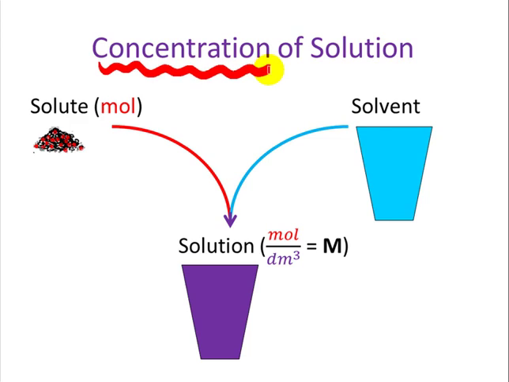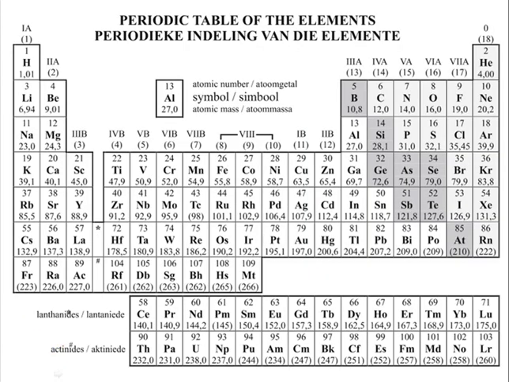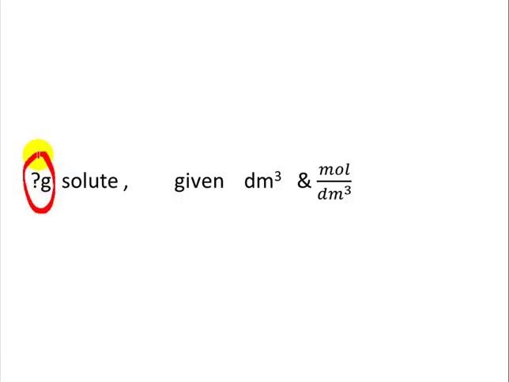Concentration of a solution is usually given in the format mole solute per volume in decimeter cubed of solution. But we often want to know not how many moles we have in a certain solution, but how many grams of the solute we have in that solution. Now we know the ratio of moles to grams for any particular substance by using the periodic table. And so we can use that knowledge to figure out what the mass of solute is in any particular amount of solution of known concentration.